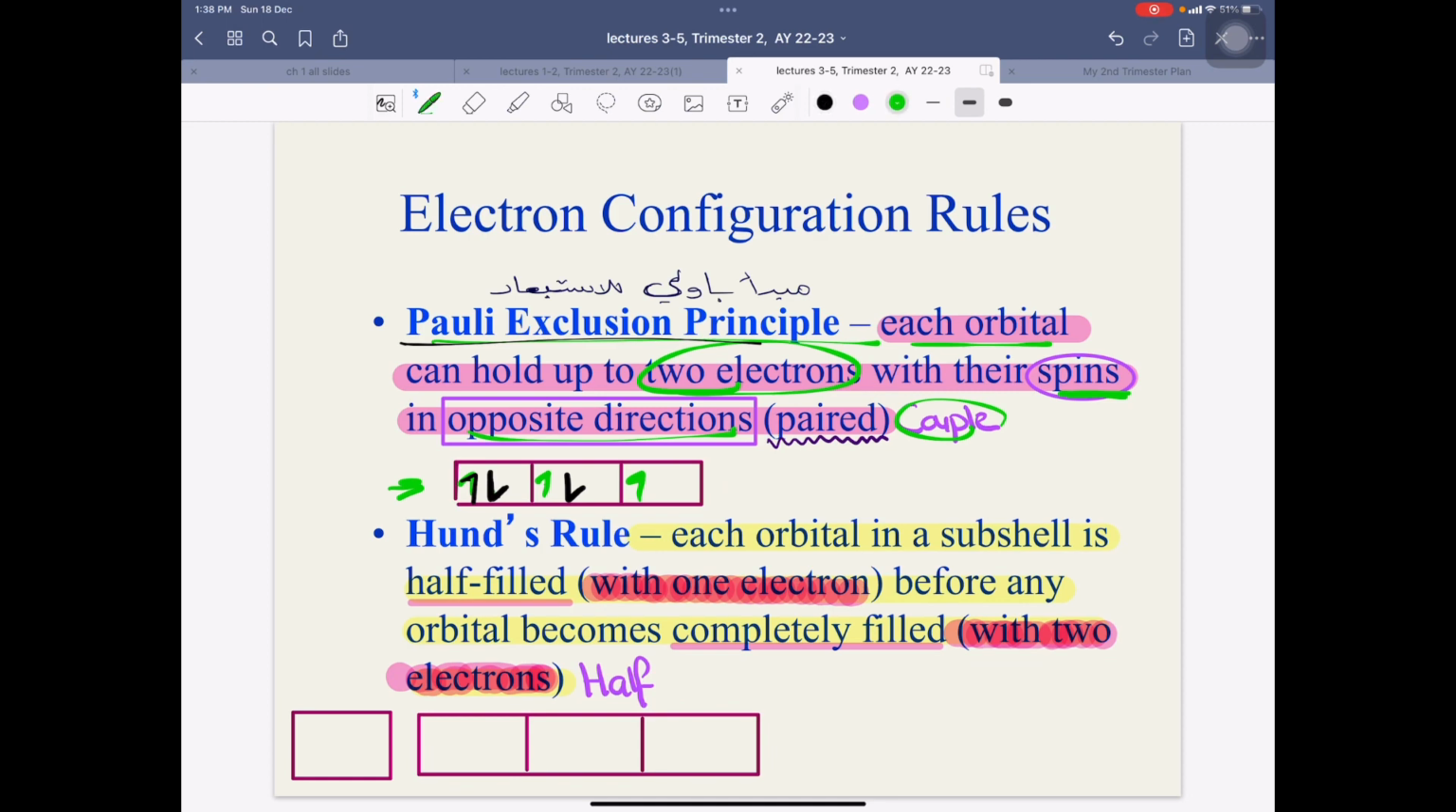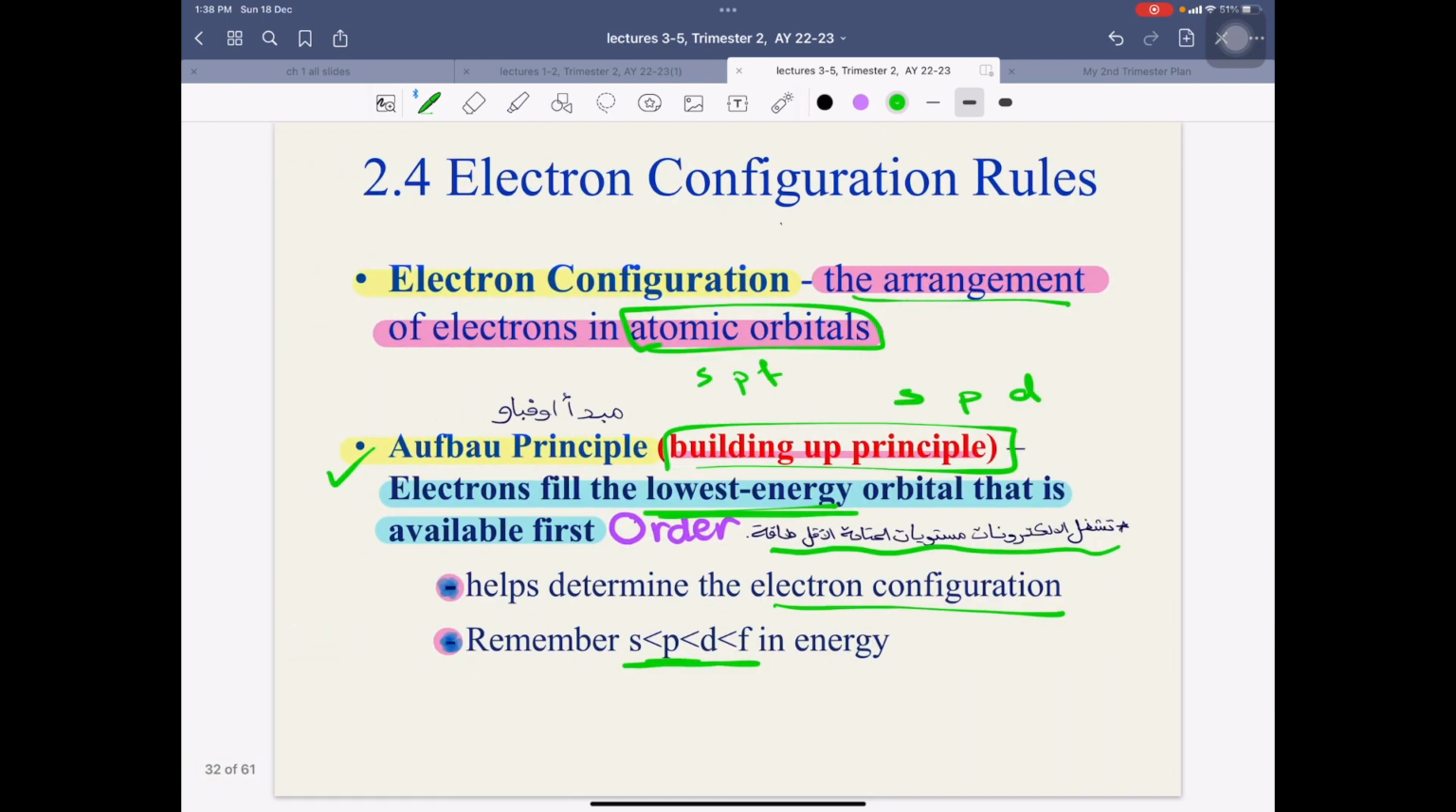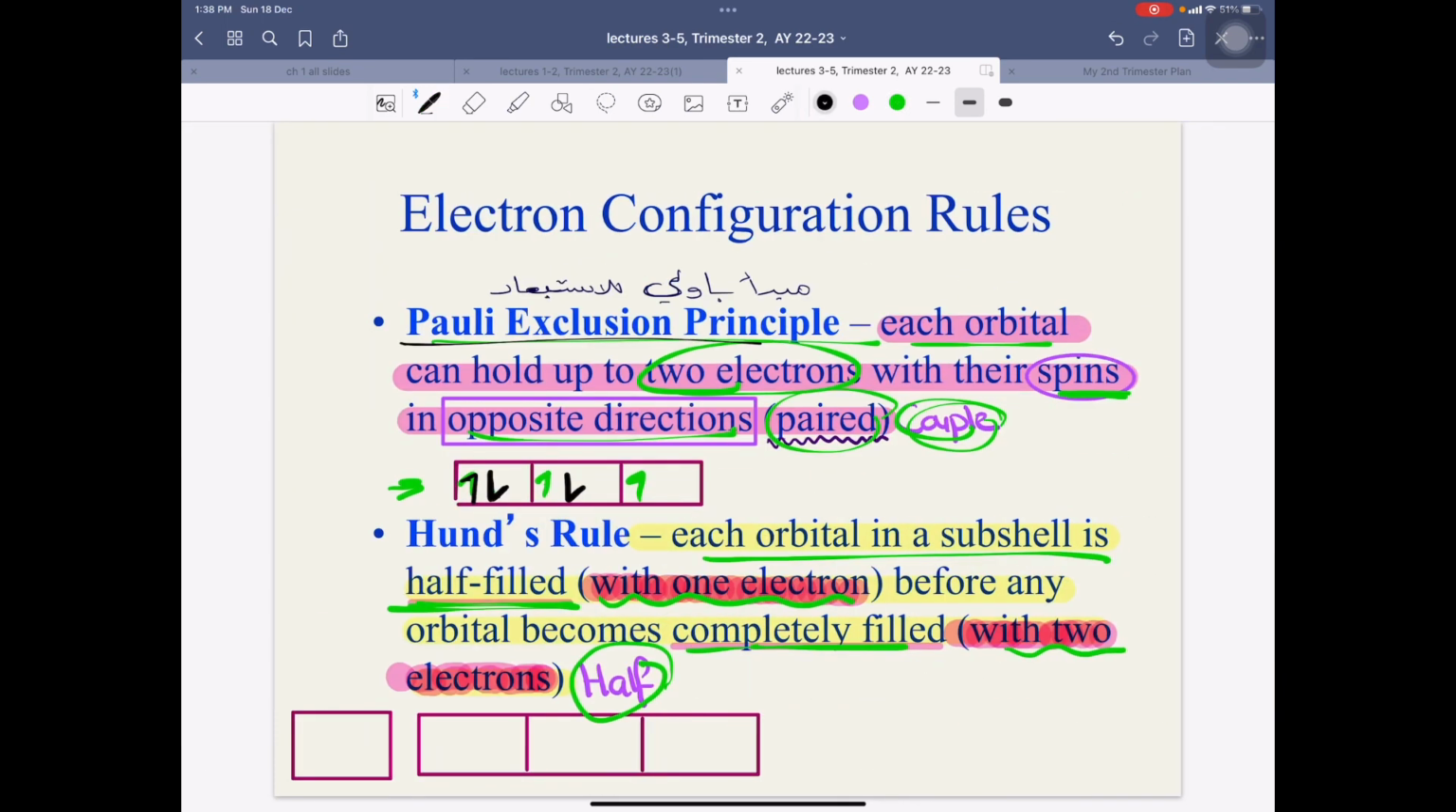Then comes Hund's rule. Hund's rule states that each orbital in a subshell is half filled with one electron before any orbital becomes filled with two electrons. So here the clue word is half, here the clue word is paired or coupled, here the clue word is building up. So what do I mean by one electron? For example, when we filled here, I filled them all one by one, then I filled them all with electrons again. Same here. Here we have S and here we have the P orbital. I know the S orbital has two electrons, right? And here I know it can hold up to 6 electrons.